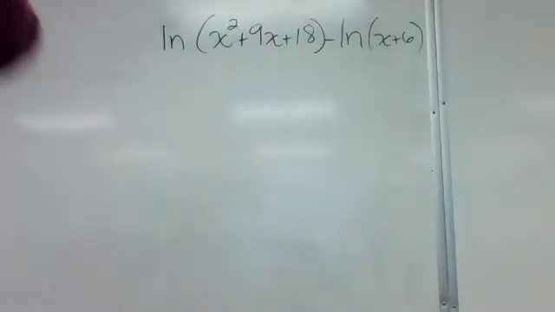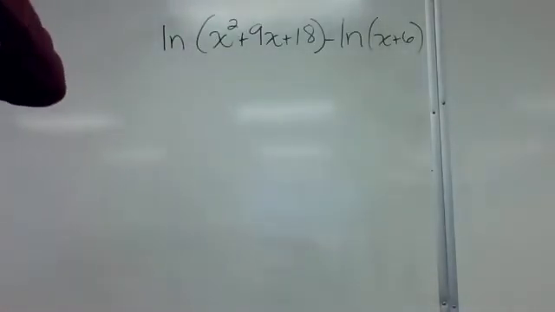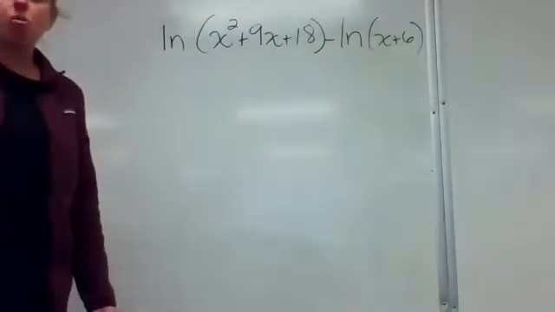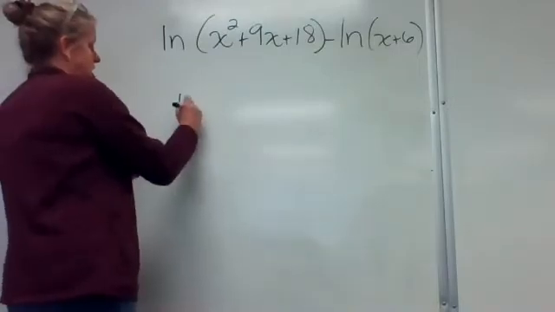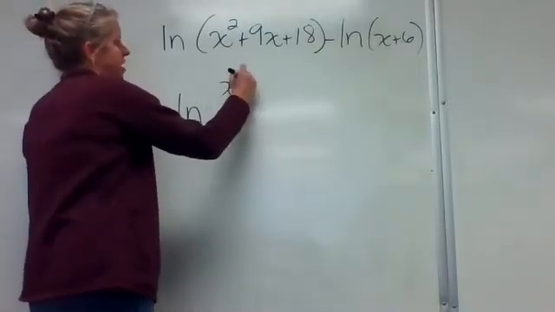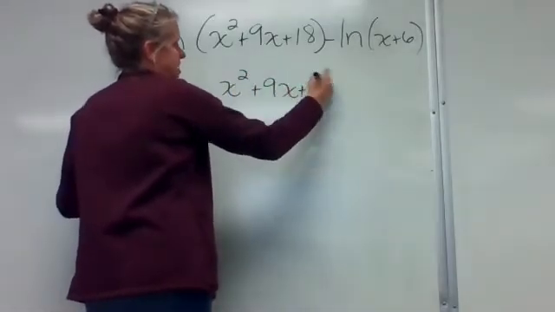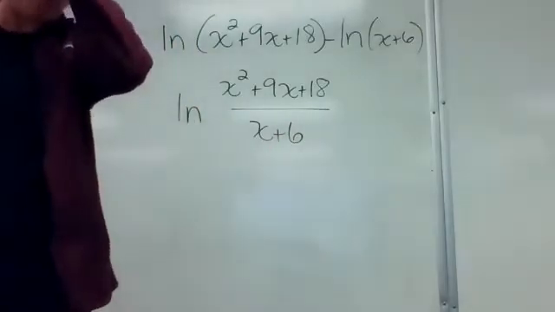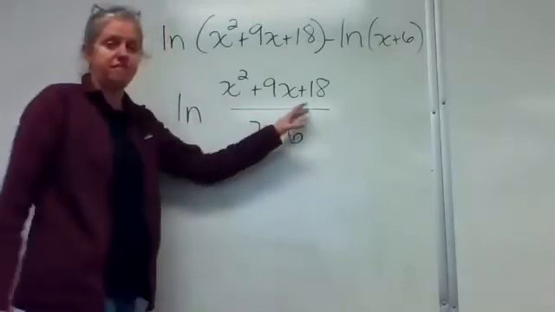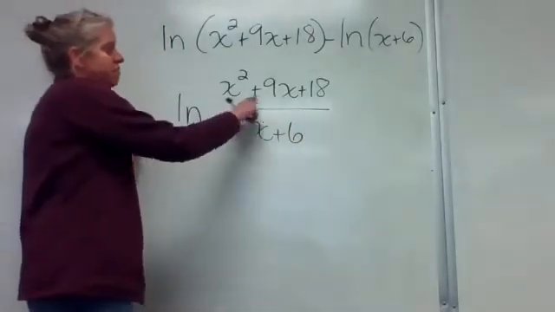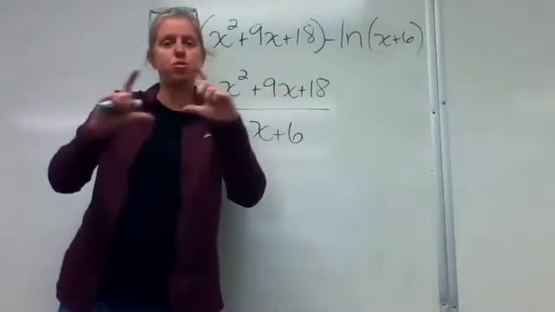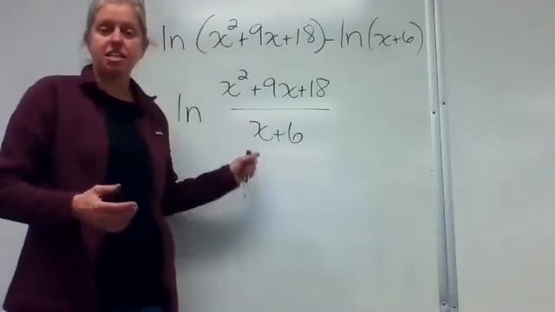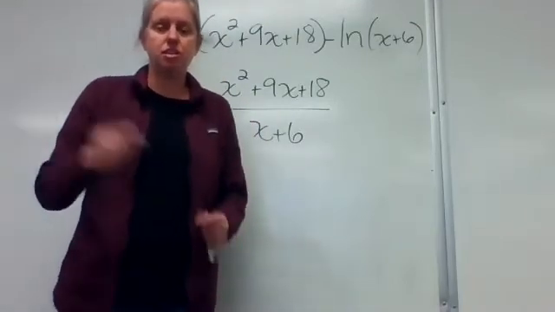All right, so it wants us to simplify this expression. So since it's a minus, I'm going to turn it into a division or a quotient problem. So it's going to be a single logarithm. ln in the top, I'll have x squared plus 9x plus 18 over x plus 6. Now, in order to see if this simplifies, I need to actually factor the top and put it in its factored parentheses, because if one of those factors is that x plus 6, like in the denominator, they'll cancel to simplify.